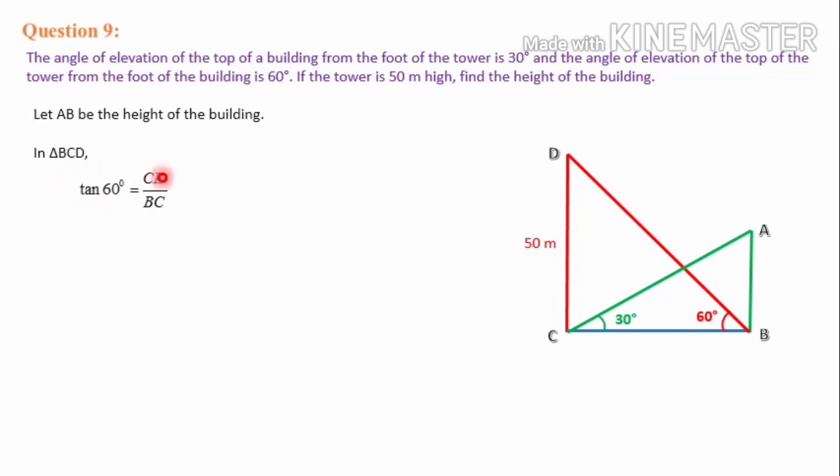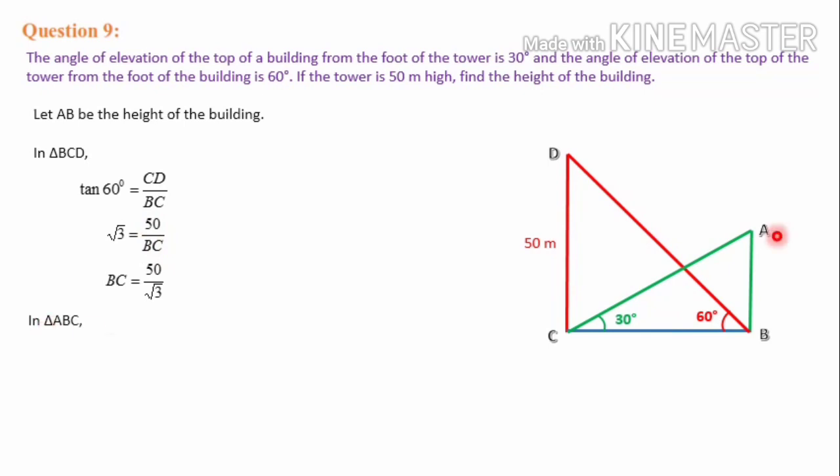Tan 60 is equal to CD by BC. Here 60 degree is the angle, with respect to which CD is the opposite and BC is the adjacent. So the relation between opposite and adjacent is tan. Tan 60 is equal to CD by BC. Substitute it. Tan 60 value is root 3, equal to CD, which we have from the diagram, that is 50, over BC, which is unknown. Then just interchange BC and root 3. BC will come to root 3's place and root 3 will come to BC's place. So BC is equal to 50 divided by root 3.